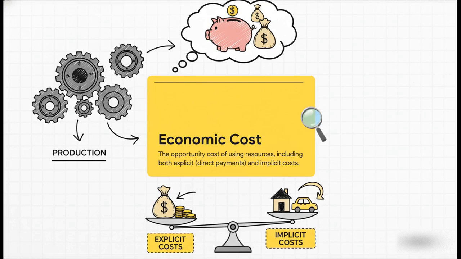This is not just the money leaving your bank account. See, for an economist, the cost is the total value of every single resource you use. That means it includes the direct, out-of-pocket payments, we call those explicit costs, and the value of the next best thing you had to give up, which we call implicit costs.